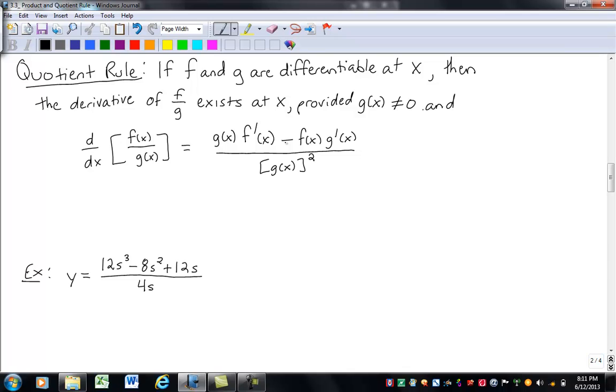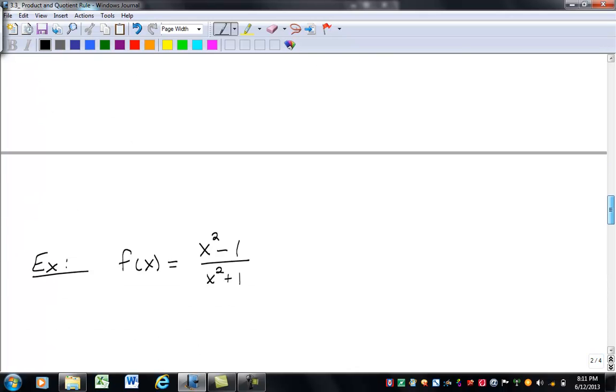One trick that people use to memorize it is low d high minus high d low. The low is the one on the bottom. The high is the one on top. And when you say a d, you mean derivative. So low d high means the bottom times the derivative of the top, minus high d low, that means the top times the derivative of the bottom, divided by low squared. So low d high minus high d low over low squared. People try to find many ways to memorize the product rule and the quotient rule, and really you just try to find the way that works the best for you.